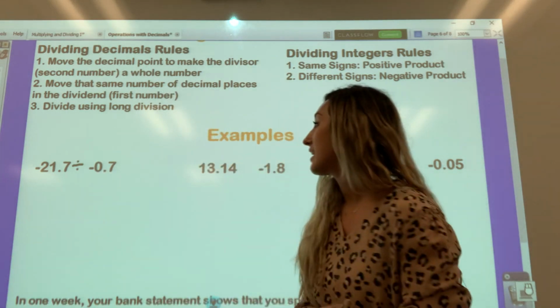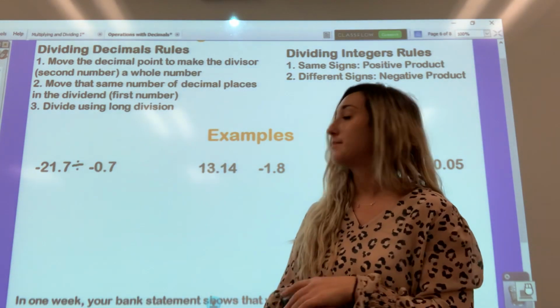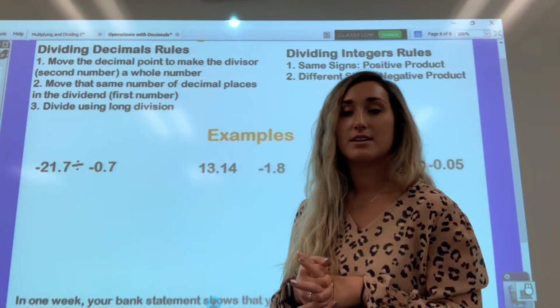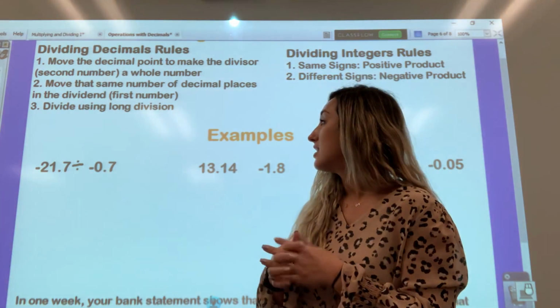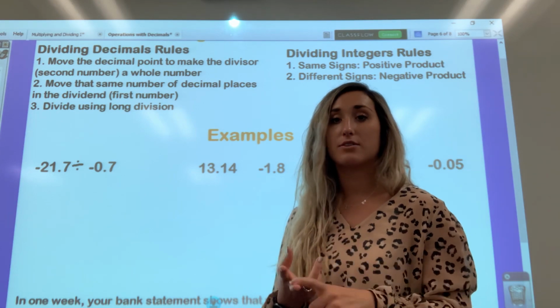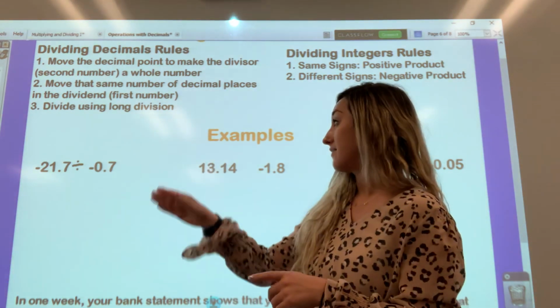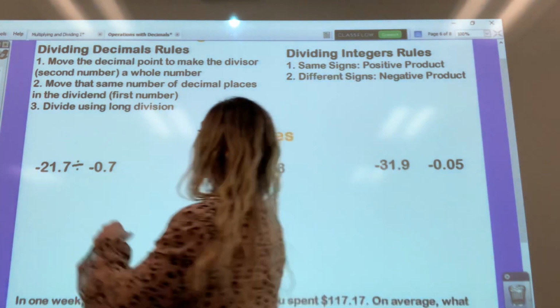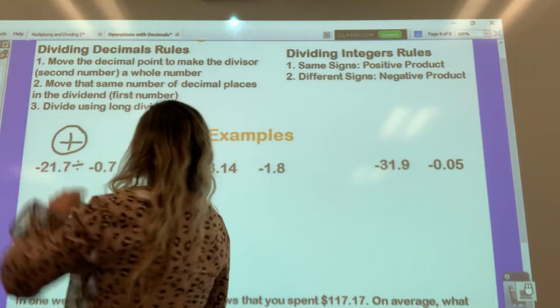First, we are solving negative 21.7 divided by negative 0.7. And just like with multiplication, start by determining if the sign of our answer will be positive or negative. Okay, we have a negative divided by a negative, meaning our answer will be positive.